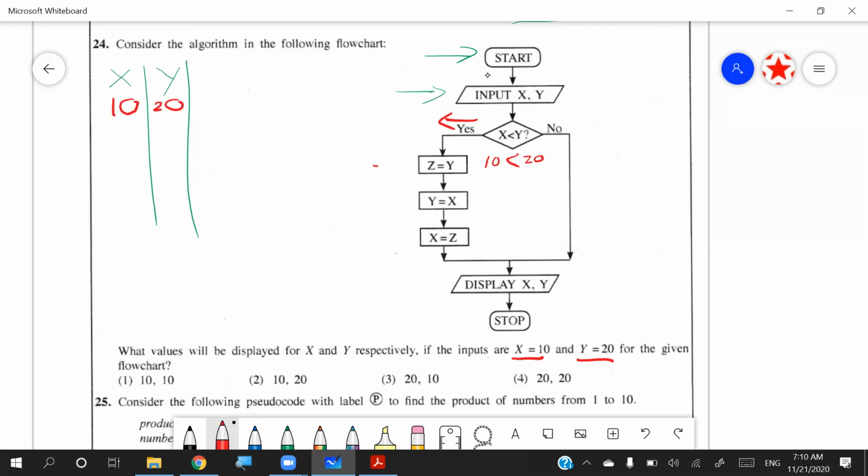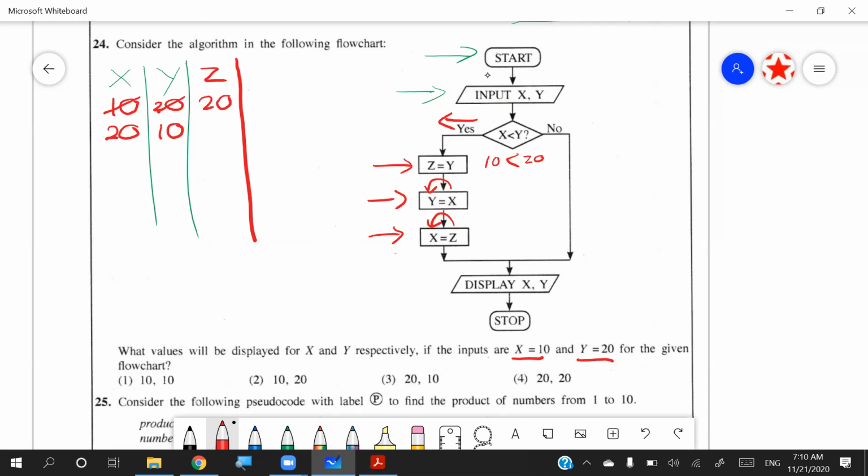So along the yes path, they are saying assign Y to Z. Now Y is 20, so 20 will be assigned to something called Z. So we are introducing another variable called Z. So Z will be assigned as 20. And here it says assign X to Y. So X means 10. 10 will be assigned to Y. So 20 will be replaced with 10. And then it says assign Z to X. So Z is 20, X is 10. So 10 is replaced by 20.